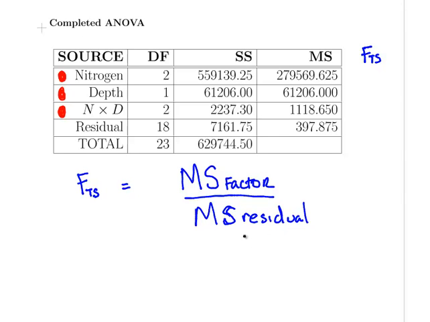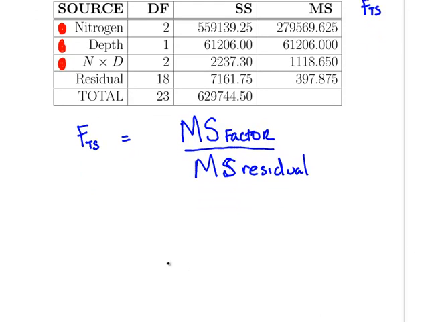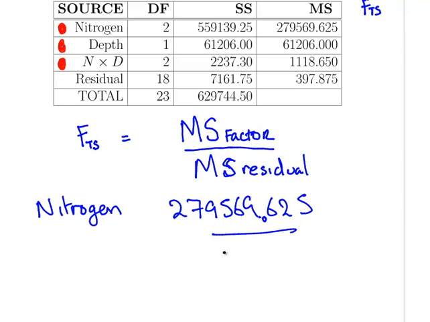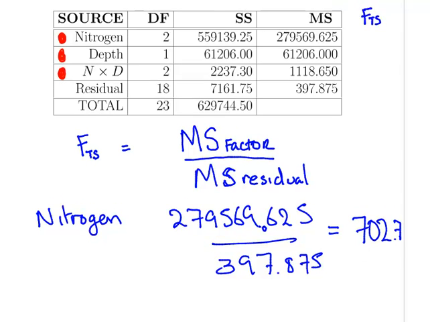So the test statistic for nitrogen, that's the first one. This is test statistic one, nitrogen. The test statistic is going to be the mean square, 279569.625, all over 397.875. That will work out to be, get your calculators out, 702.7, thereabouts. We'll keep it to one decimal place from now on.